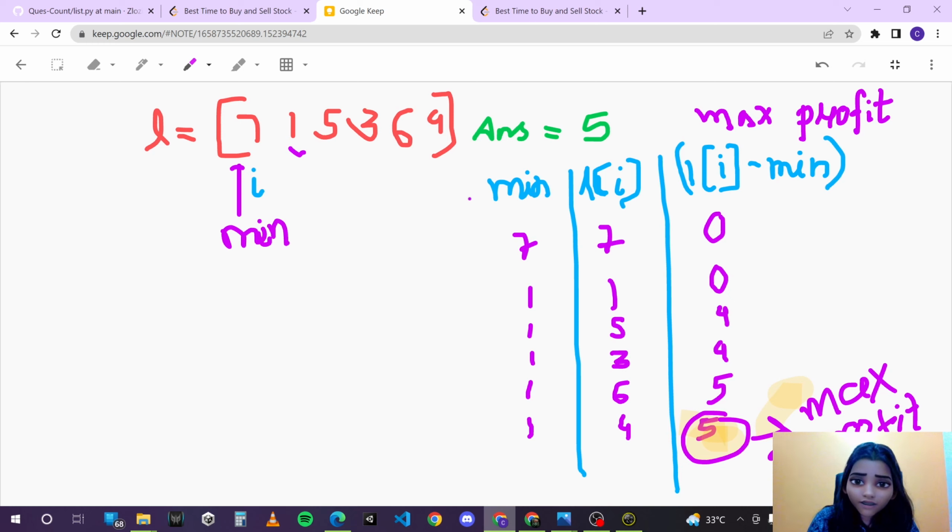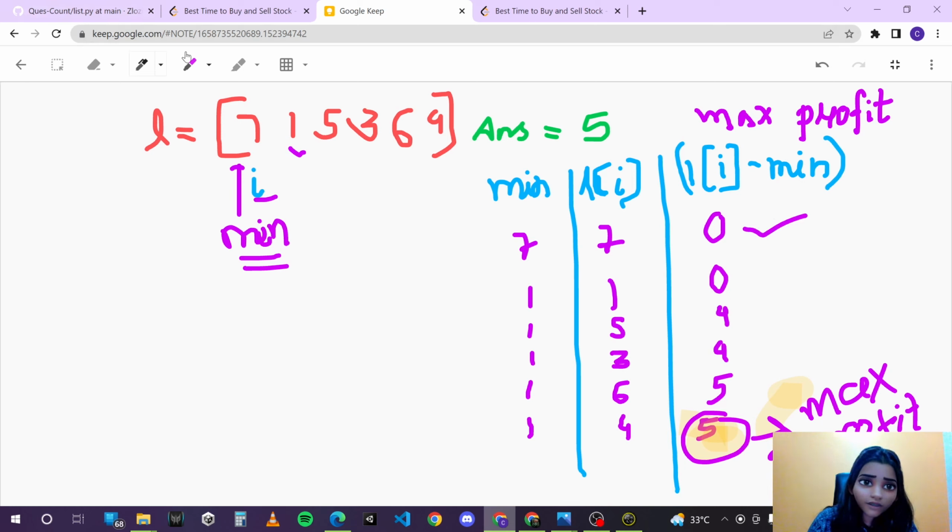So what we can do is take two variables. The first one is i, which iterates throughout the array, and then min represents the minimum value of the stock up to that particular ith value. Firstly, the min value is 7, and the element at the ith index is also 7. So the maximum profit is 0, because we want to maximize the value at the ith index minus the minimum value till that ith index. So here it is 0.